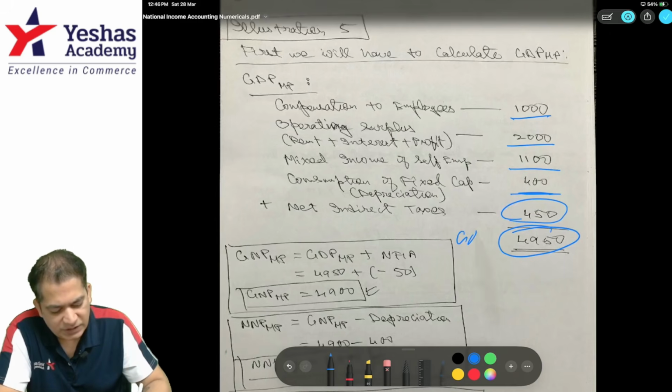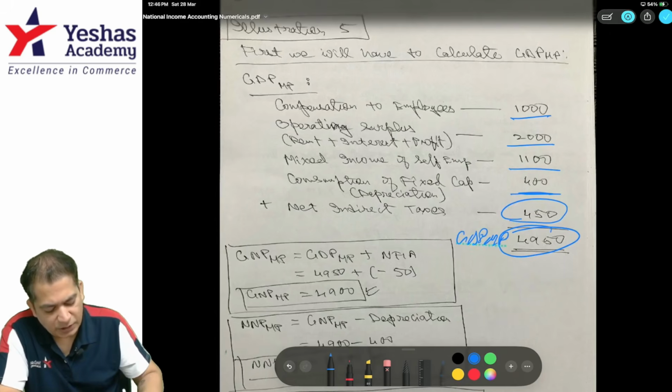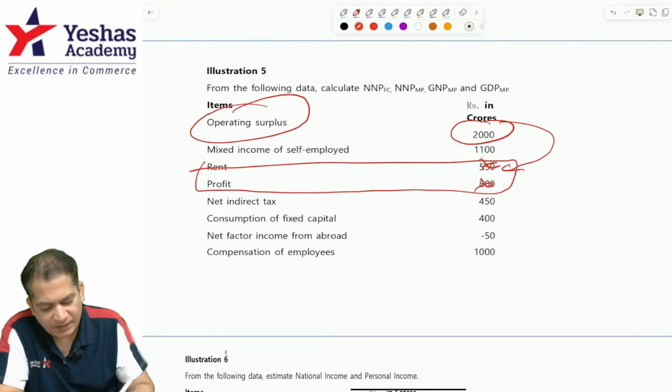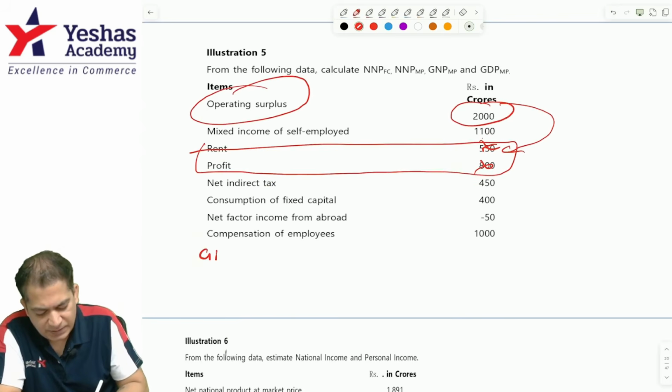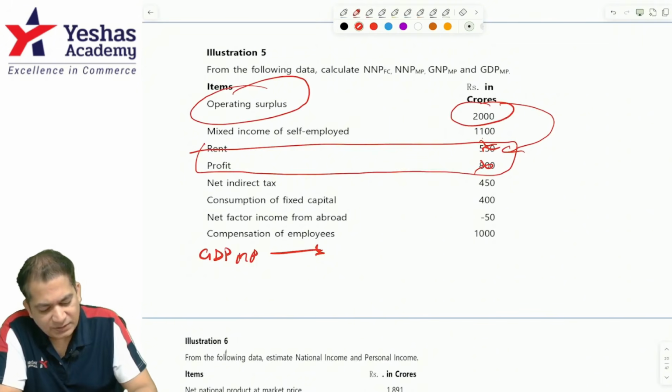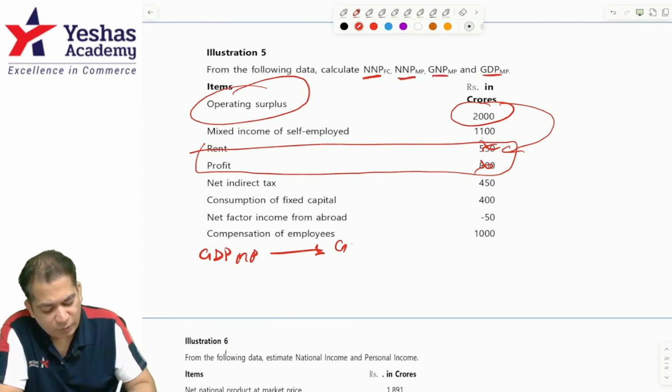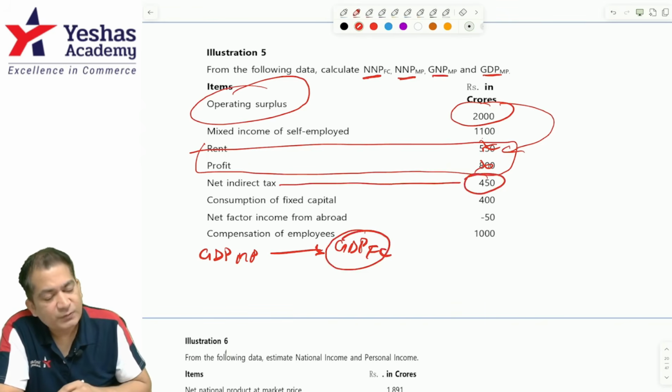This is your GDP at market price. Now from the GDP at market price, you have to calculate NNP at factor cost, but when you calculate NNP at factor cost, all these things can easily be calculated. So from the GDP at market price, we want to calculate GDP at factor cost. Then what do you have to do? Calculating factor cost, I have to deduct net indirect taxes, 450 minus.